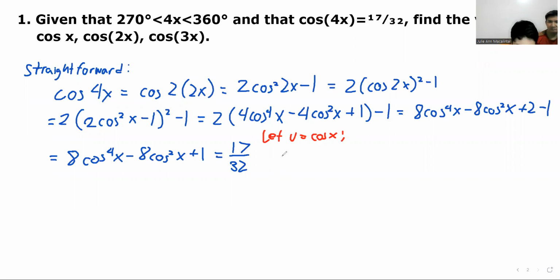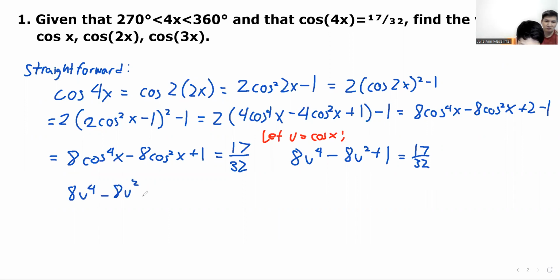Substituting, we get 8u to the fourth minus 8u squared plus 1 equals 17 over 32. And then the 17 over 32 we transpose, so it will become u to the fourth minus u squared plus 15 over 32 equals 0.